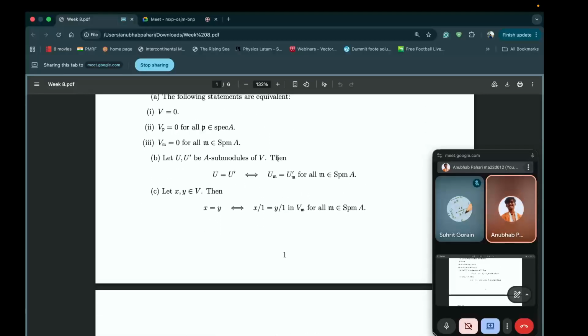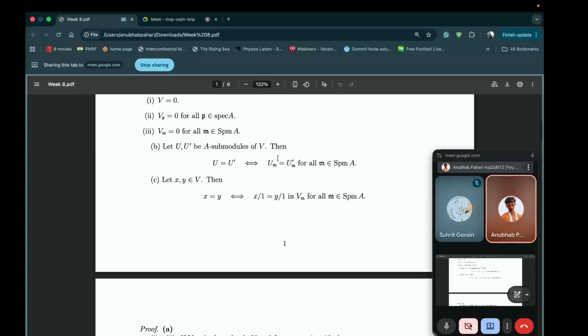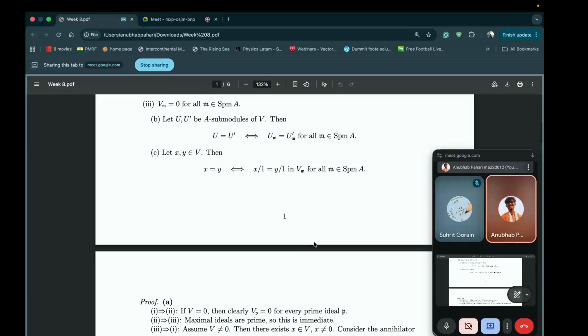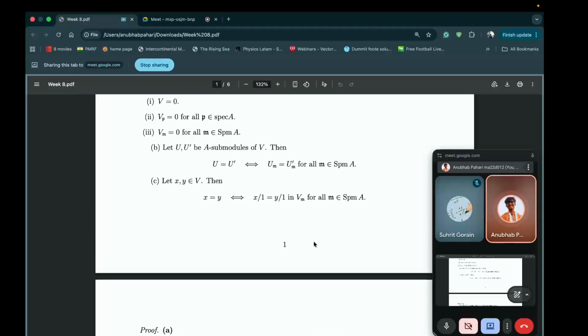Now let's move on to our next problem, that says let U and U prime be submodules of V, then U equals U prime is equivalent to saying Um equals U prime m for all m belongs to maximal spec of A. Now you shall try this for 5 minutes, then we will start discussing this.